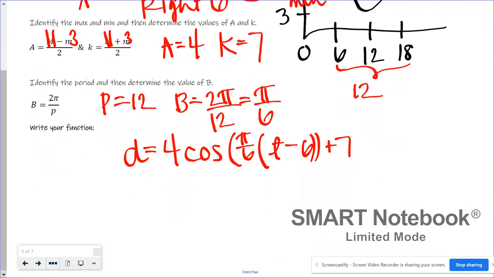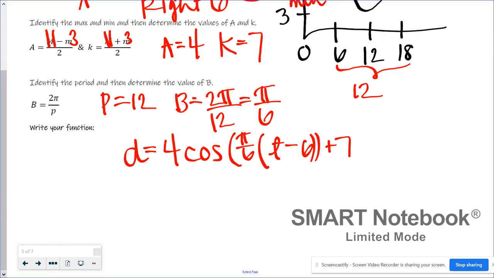So my depth function is d equals 4 times cosine of pi over 6 times the quantity t minus 6, plus 7. And that's because I started at that high tide at 6 a.m. That's why I have that shift and why I'm using cosine.